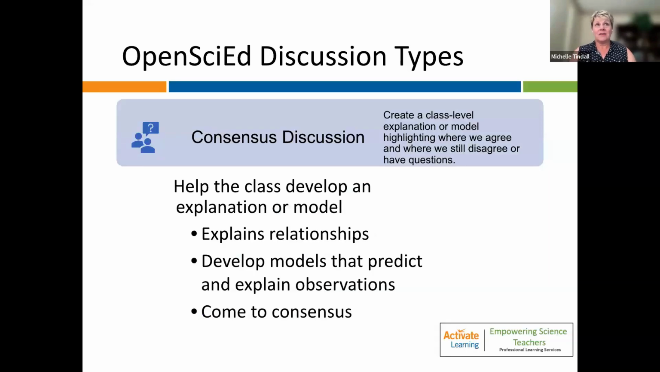So the last of our discussion types would be a consensus discussion. We all want our students to walk away at the end with some way of explaining the relationships, to develop a model that predicts and explains our observations, and to come to a consensus on the scientific principles and the new words or the academic vocabulary that we have just earned and generated as part of the investigations.